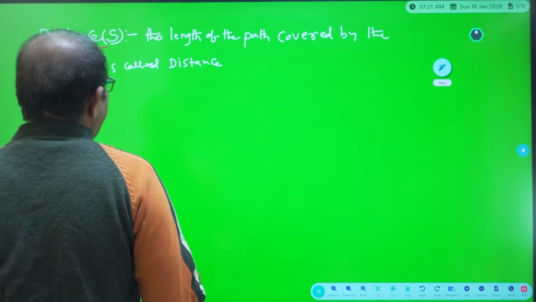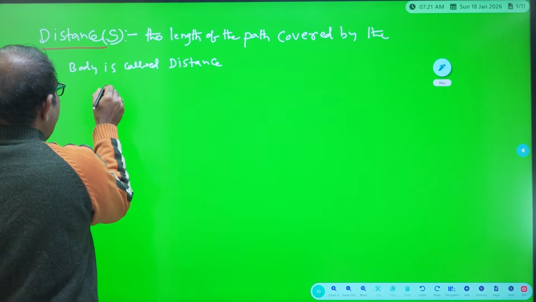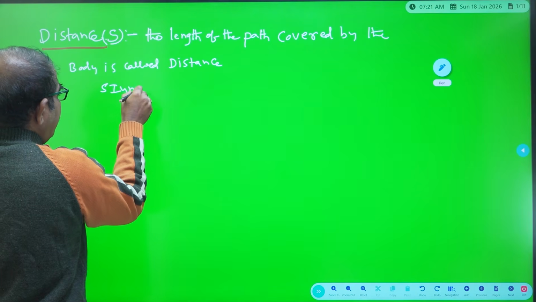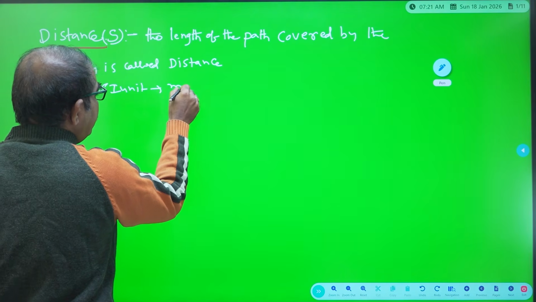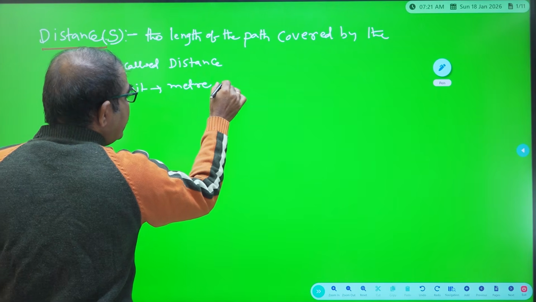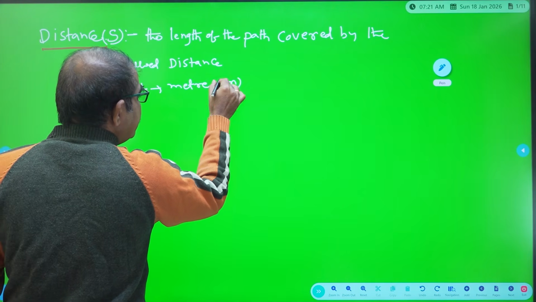So the SI unit is meter. That symbol is M.